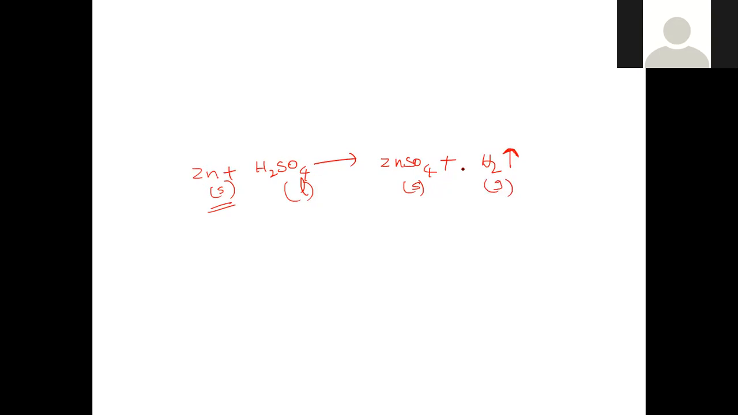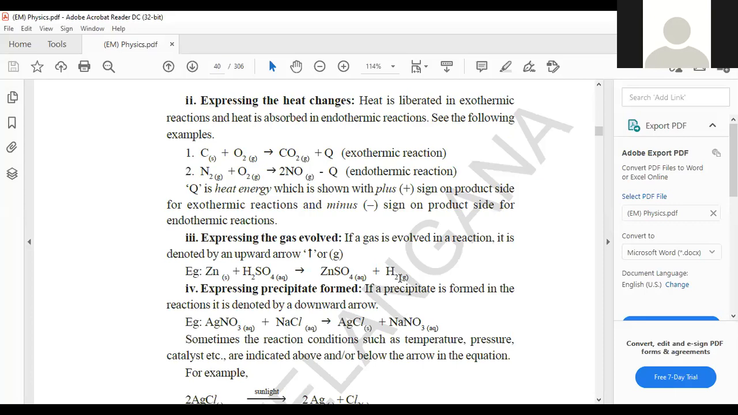Zinc plus sulfuric acid gives rise to zinc sulfate plus hydrogen, where the upper arrow indicates hydrogen gas is liberated from this reaction. So this is about the upside arrow.